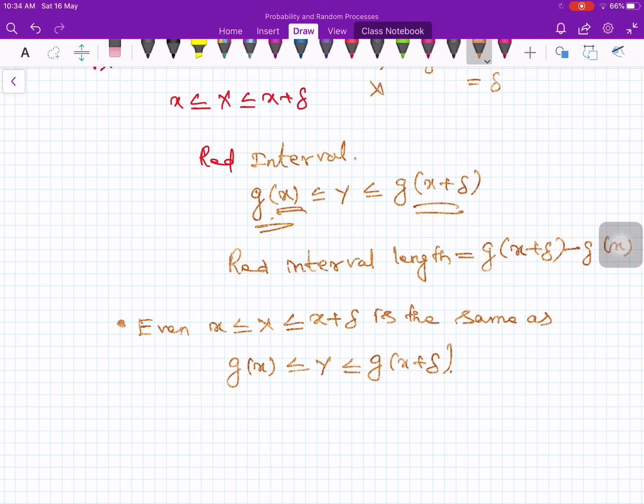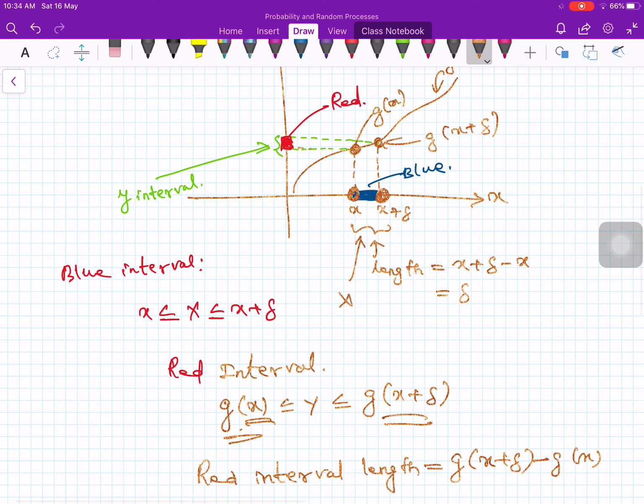When x falls in the blue interval, g of x happens to fall in the red interval. So we can say that the probability of this little blue interval is the same as the probability that g of x falls in the red little interval. And we know that probabilities of little intervals have something to do with the densities. Whenever you have a small interval, you can find the probabilities of those little intervals with the help of the density function that we already defined.